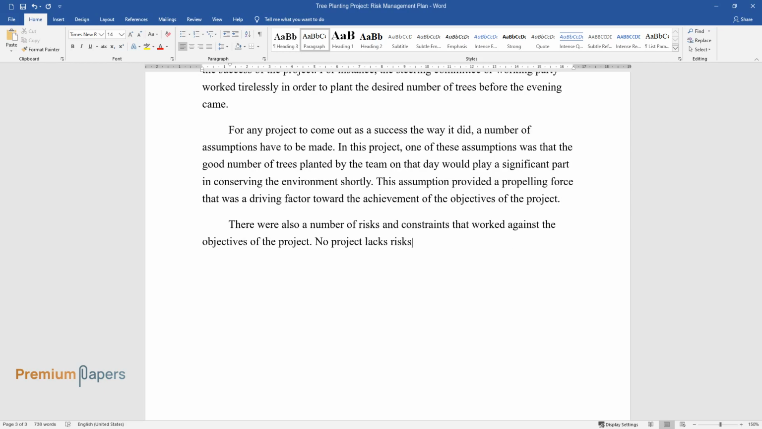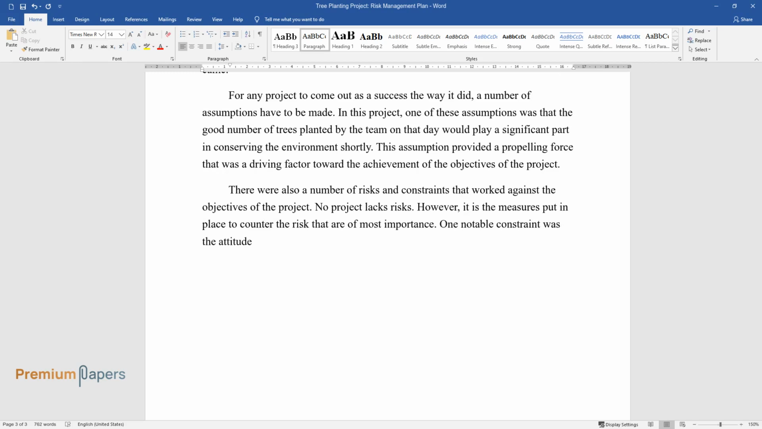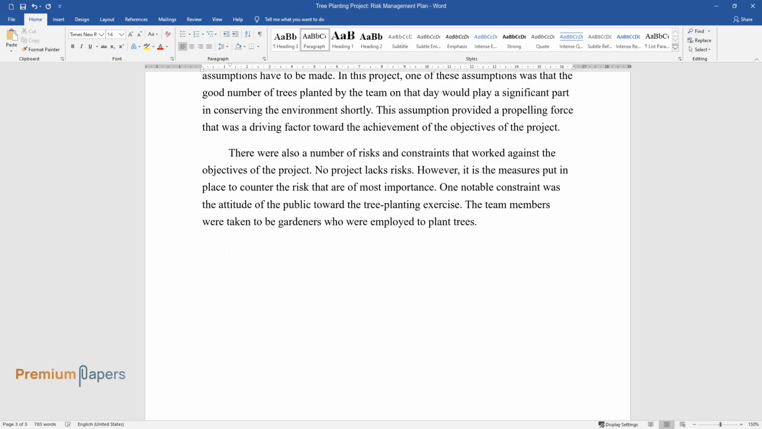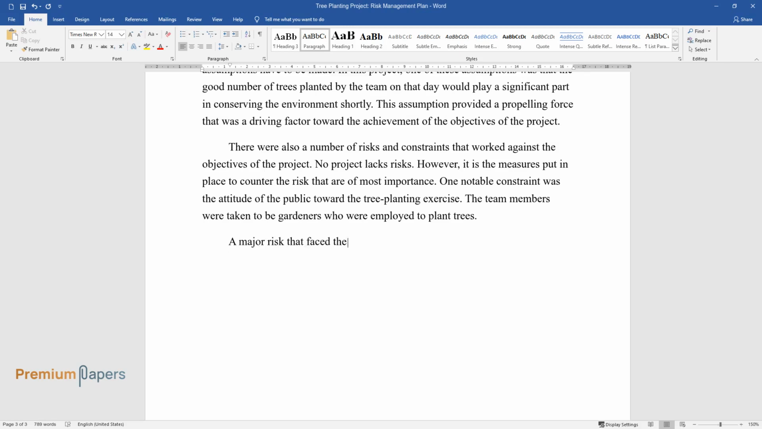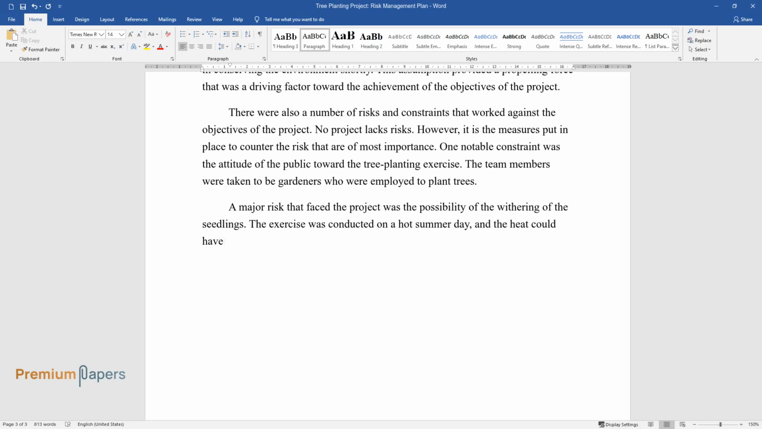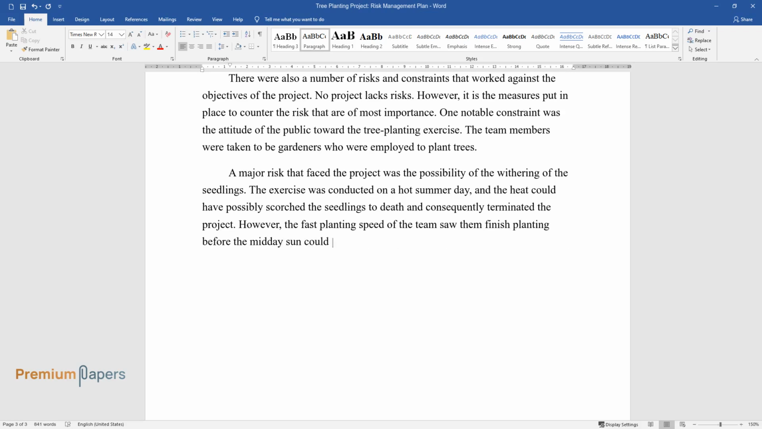No project lacks risks. However, it is the measures put in place to counter the risk that are of most importance. One notable constraint was the attitude of the public toward the tree planting exercise. The team members were taken to be gardeners who were employed to plant trees. A major risk that faced the project was the possibility of the withering of the seedlings. The exercise was conducted on a hot summer day, and the heat could have possibly scorched the seedlings to death and consequently terminated the project. However, the fast planting speed of the team saw them finish planting before the midday sun could catch up with them.